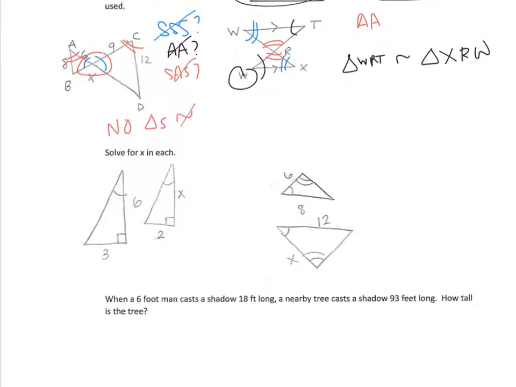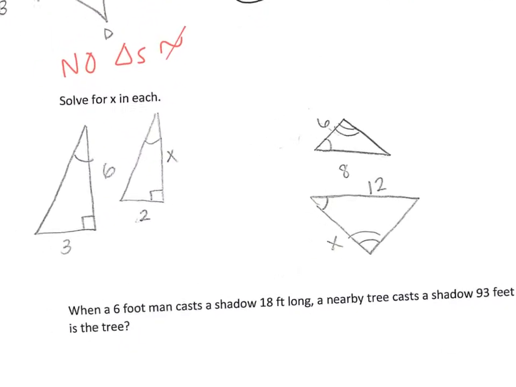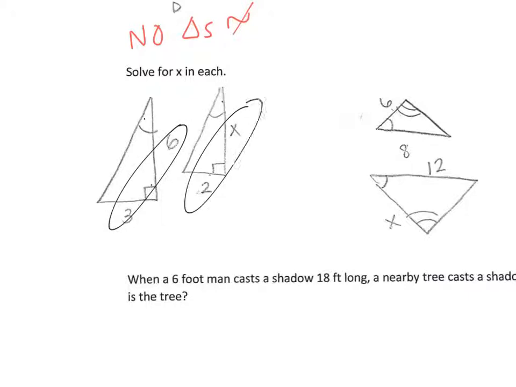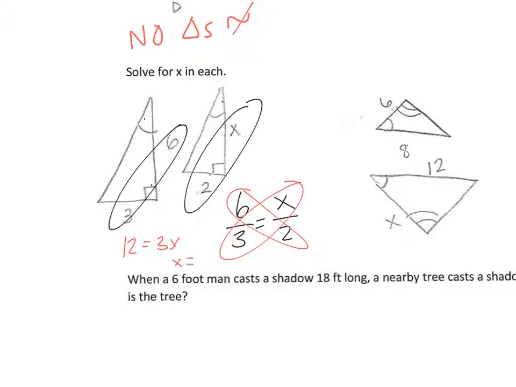And down here, solve for x in each. So you're going to use, I have angle, angle right here. Angle, angle, angle, angle. So these 2 triangles are similar. So their sides are in proportion. So 6 is to 3 as x is to 2. So you use cross products. 12 equals 3x. x equals 4 is your answer.